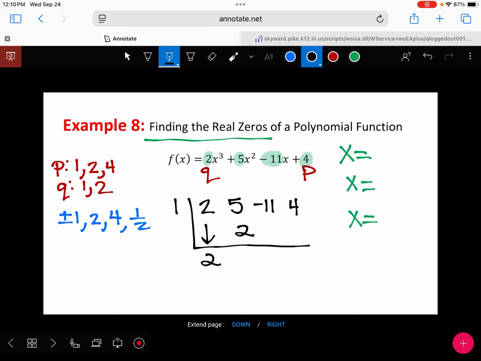Put that here. Add 5 plus 2. 5 plus 2, you get 7. Then we do 1 times 7, which is 7. What's negative 11 plus 7? And then negative 4 times 1 is negative 4. So what does that mean? That my first answer is 1. So I already found one answer. I'm looking for 2 more answers.